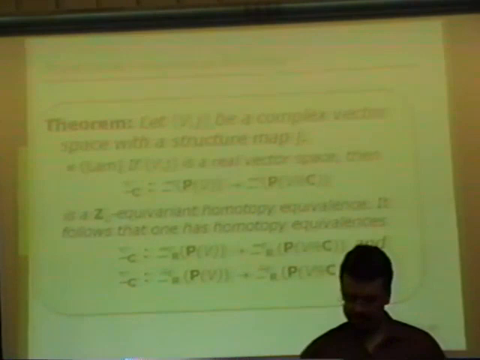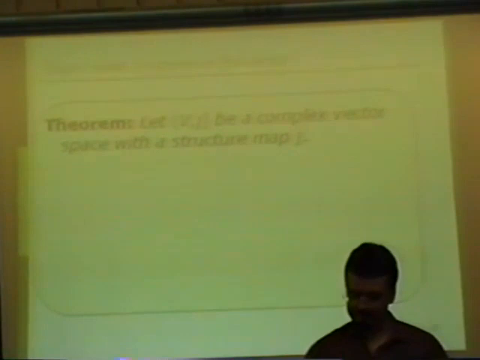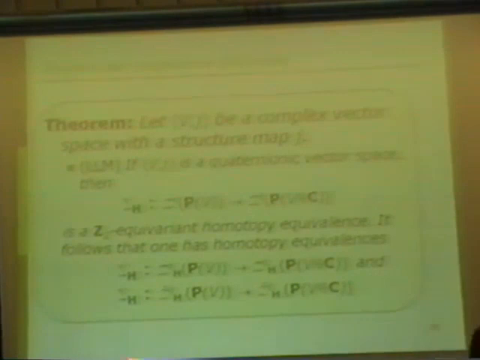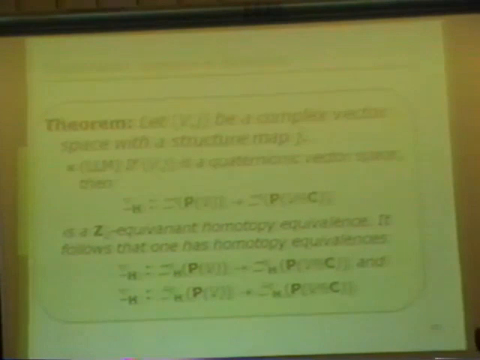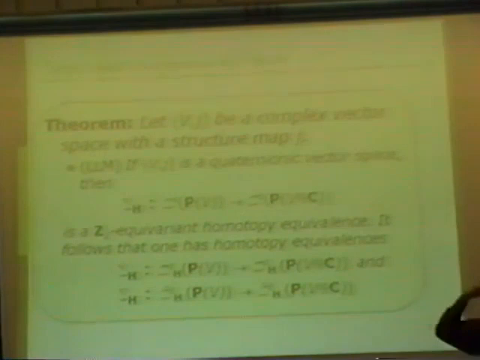So then, later on, the same statement now becomes a quaternionic version of it. So it's Lam and Lawson again. The same statement holds. So, you see this C here? You know it's wrong, right? It should be an H. It should be a quaternionic vector space because we're now suspending to the quaternions. But I made a mistake. Yes. So basically the quaternionic suspension is also a Z2 homotopy equivalence, that's what we're saying.